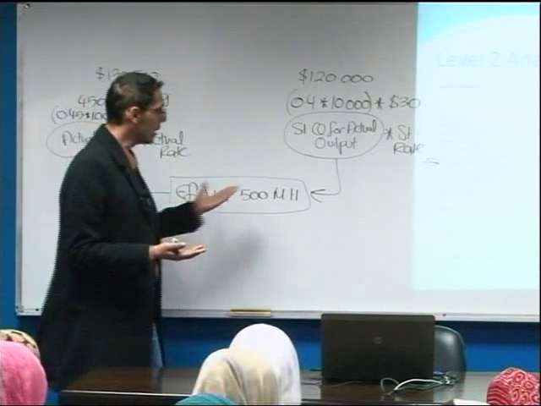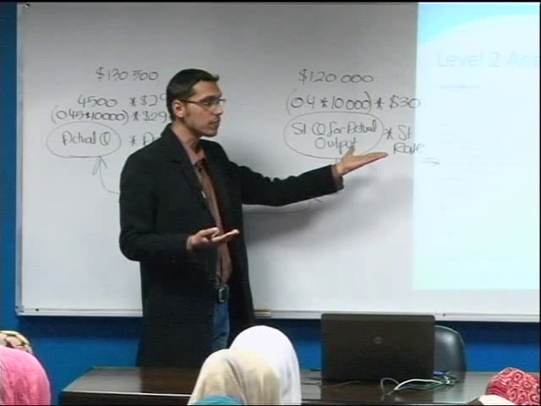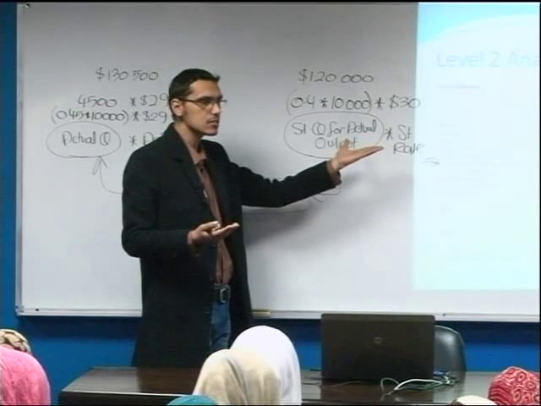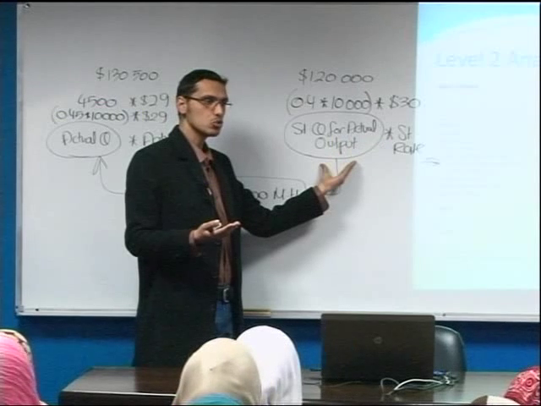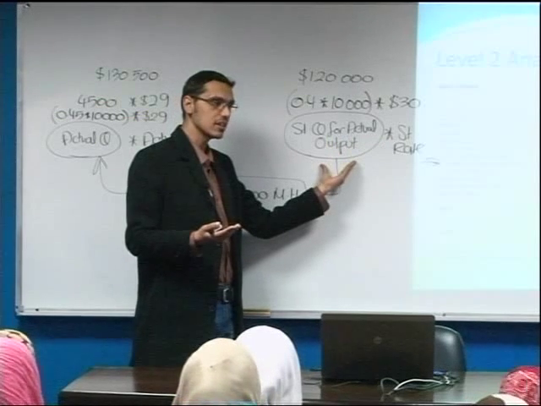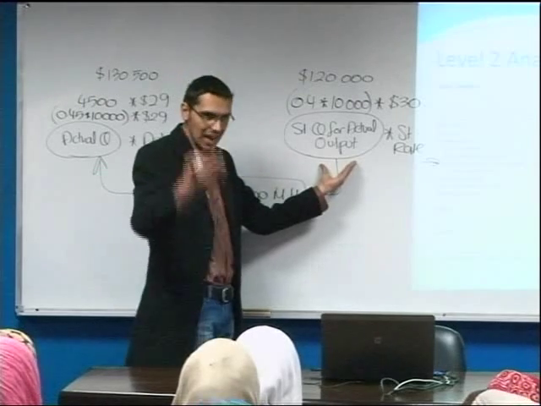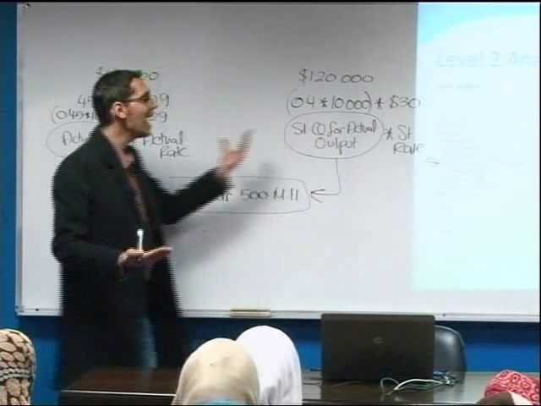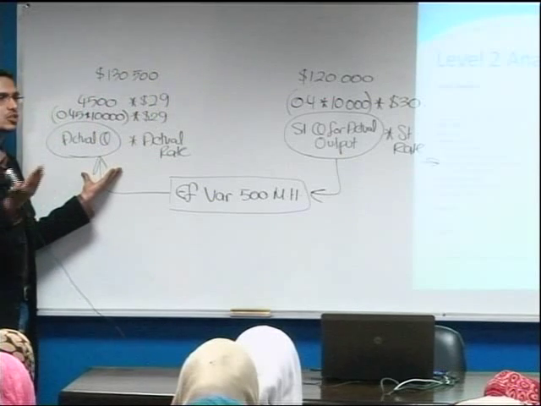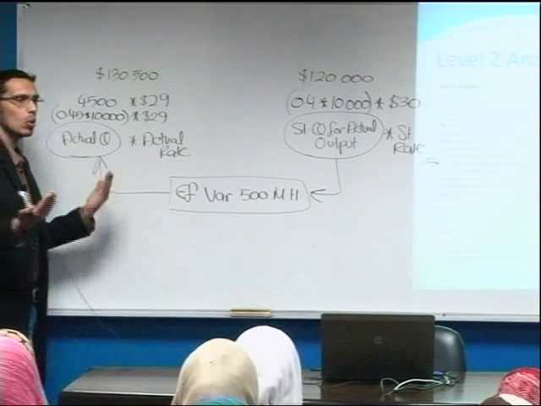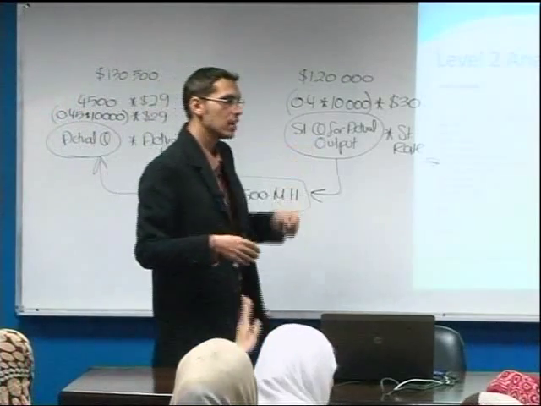As we can see here, the first cause of the variable manufacturing overhead variances could be the difference between the standard quantity for the actual output, or the standard quantity of the allocation base, and the actual quantity of the allocation base, which is in this case the machine hours. So what would be the second cause for the variable manufacturing overhead?